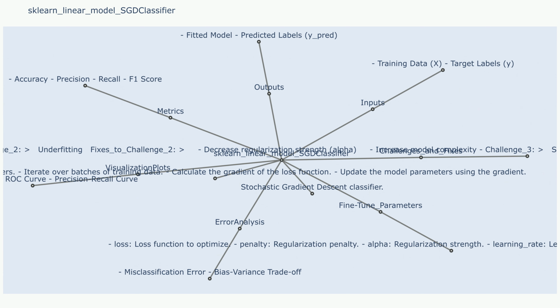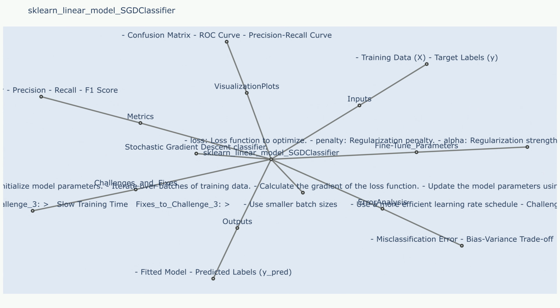Fine-tune parameters. Loss. The loss function used to optimize the model. Common options include hinge for linear SVM, log for logistic regression, and modified Huber for robust regression. Penalty. The regularization term added to the loss function to prevent overfitting. Options include L2 for L2 regularization, ridge regression, and L1 for L1 regularization, lasso regression.